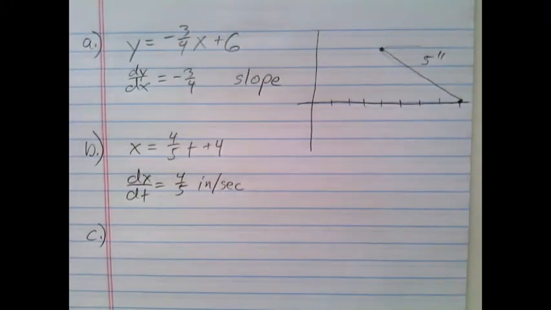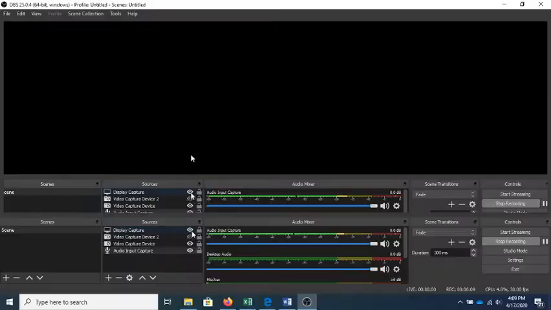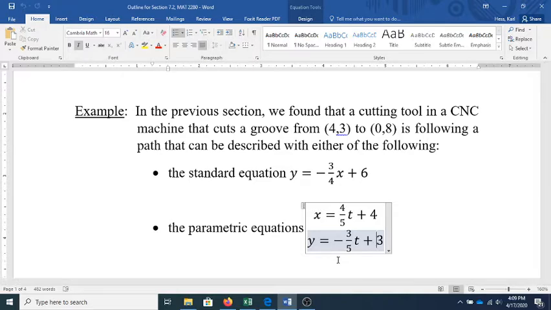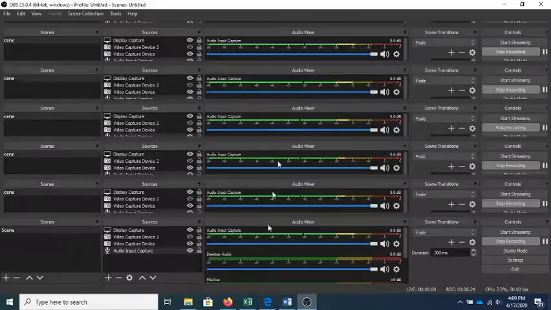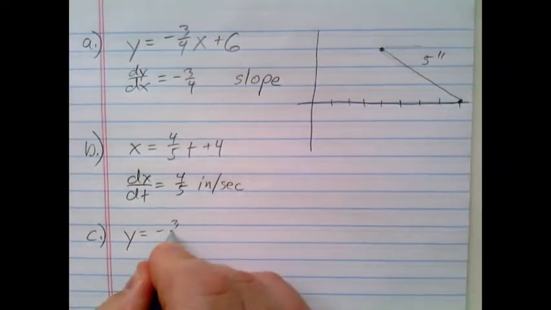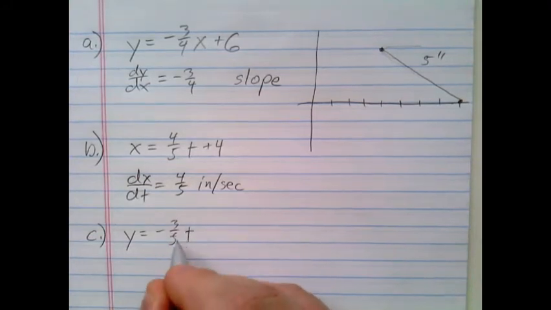So again, referring back to my parametric equations, the second equation gives me y as a function of time. So I'll jot that down on my paper. y equals -3/5 t plus 3. That's a 5.